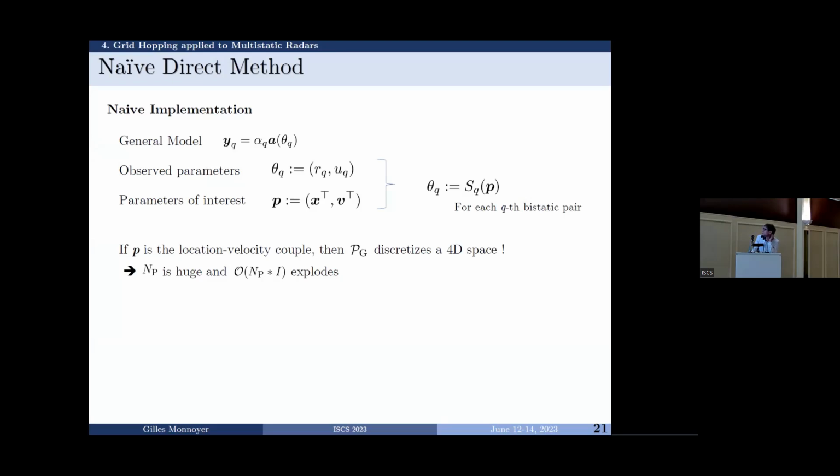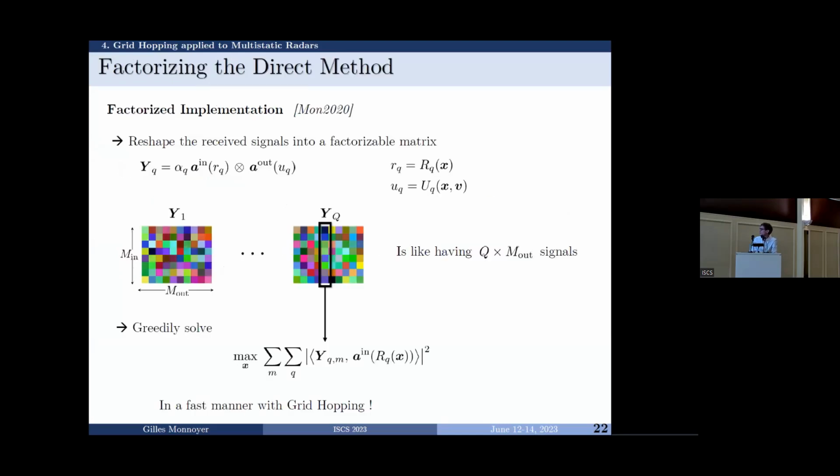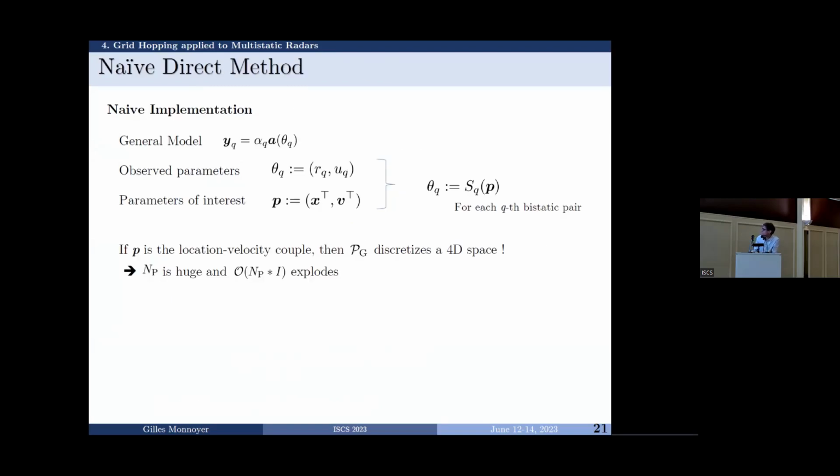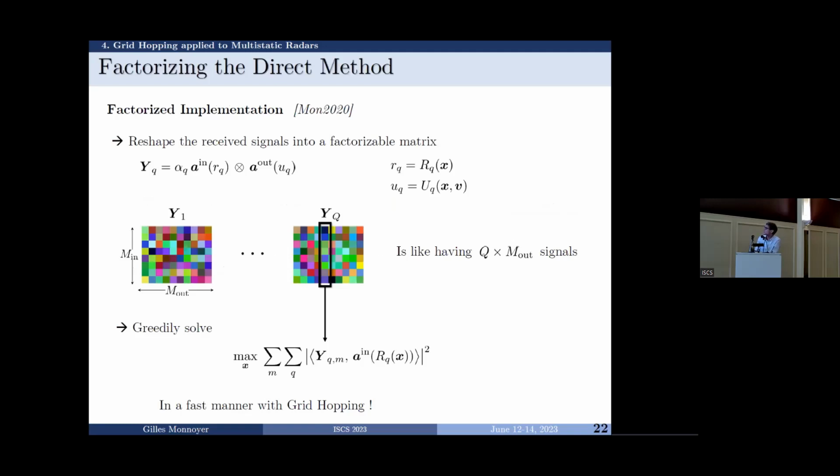Basically, here I was defining the parameter of interest as the location and velocity. But what we can do instead is first just estimate the location, because Y, the received signal, can be reshaped into a matrix and reformulated as an outer product of two atoms, R and U. But U depends on both X and V. So we cannot perform a 2D Fourier transform as we would do for monostatic radar.